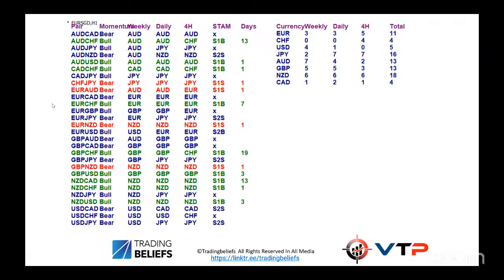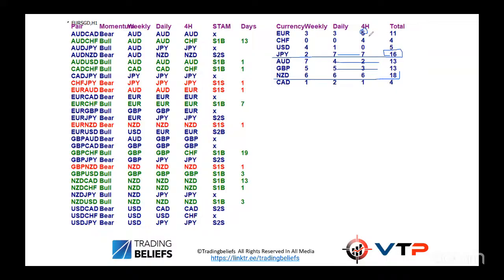If I look at the latest STAM data, this is just a screenshot from the STAM plugin that people get on VTB stage 2, and I'm just looking at the very latest data. What it's showing me here is Japanese yen at the top of the pile along with Kiwi dollar, and for Japanese yen, the daily and the 4-hourly charts are strong across the board. Aussie and sterling are taking up third and fourth places.